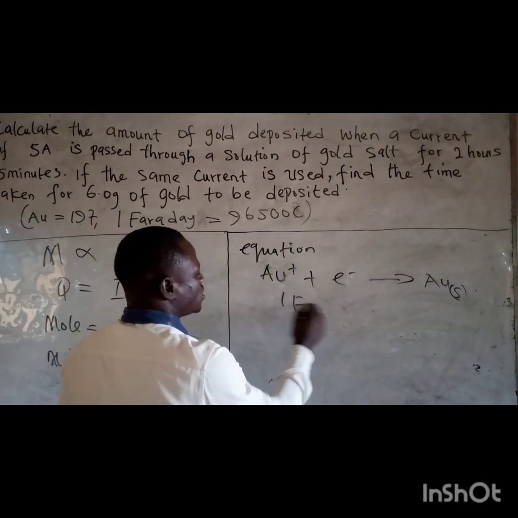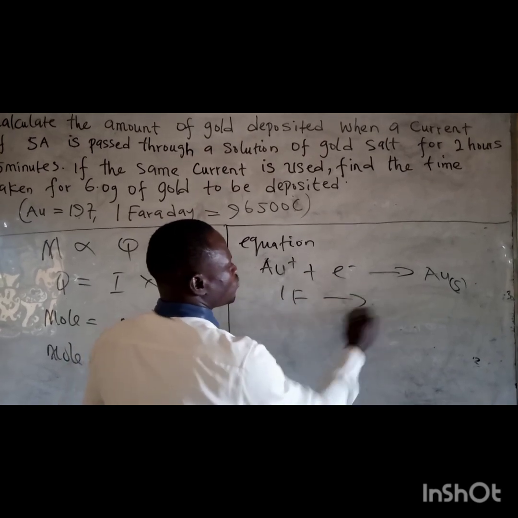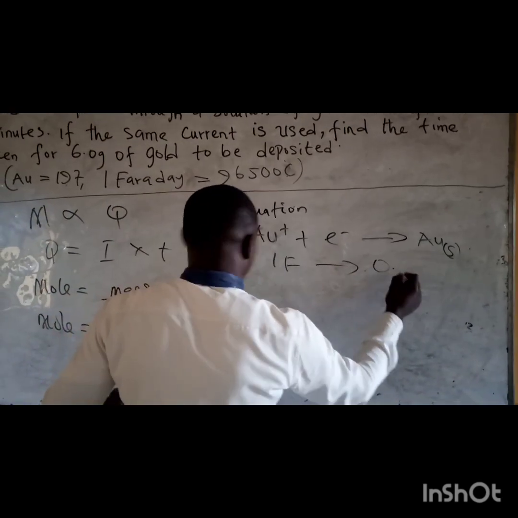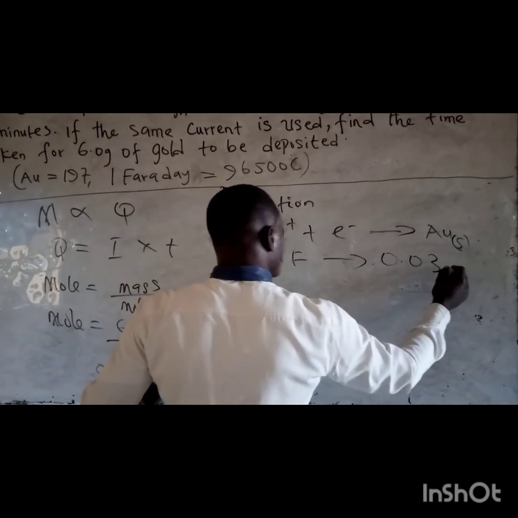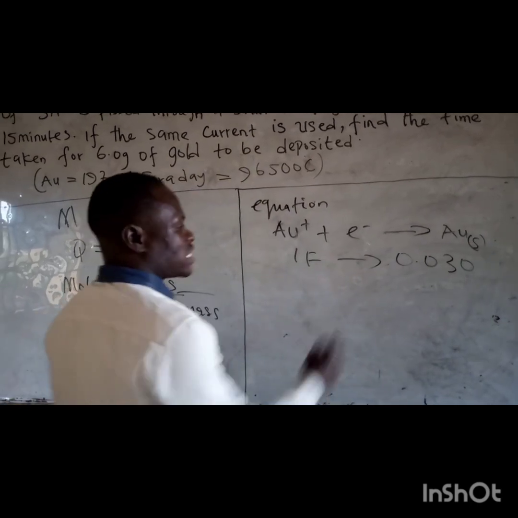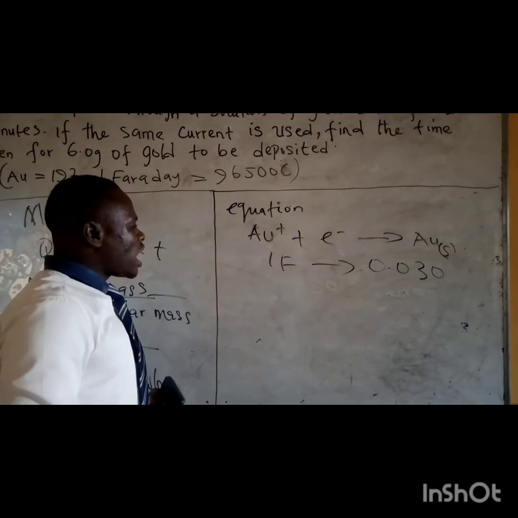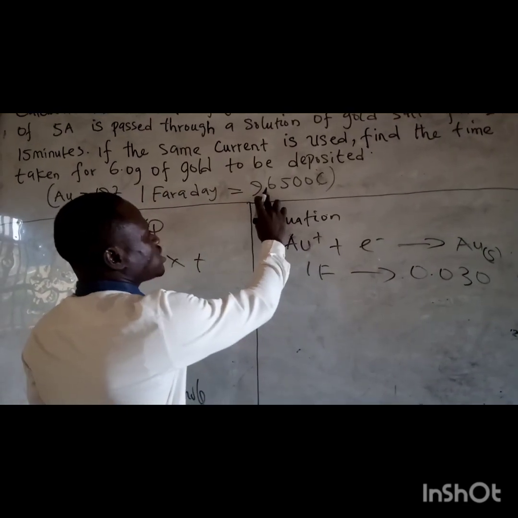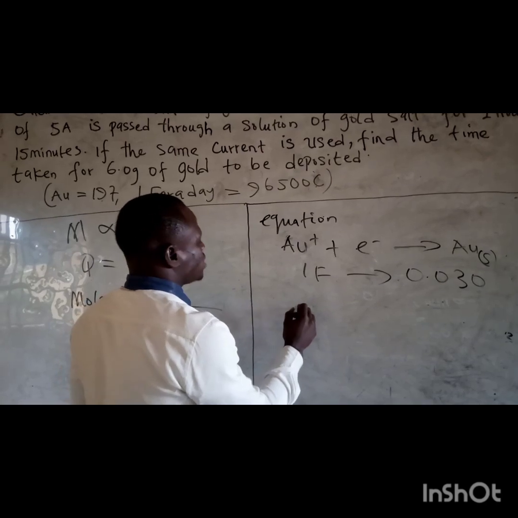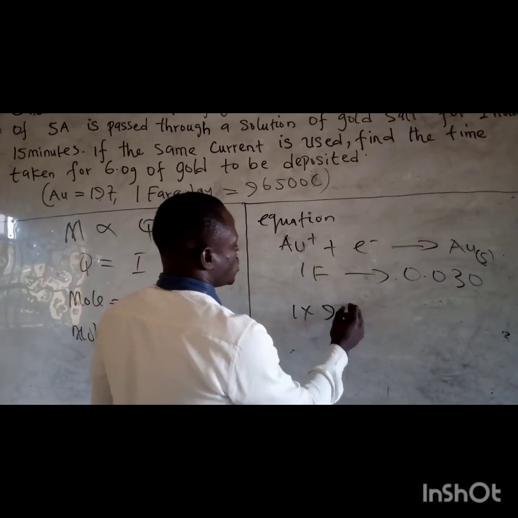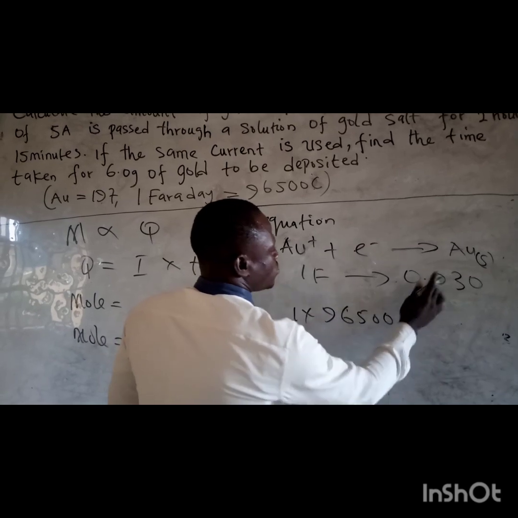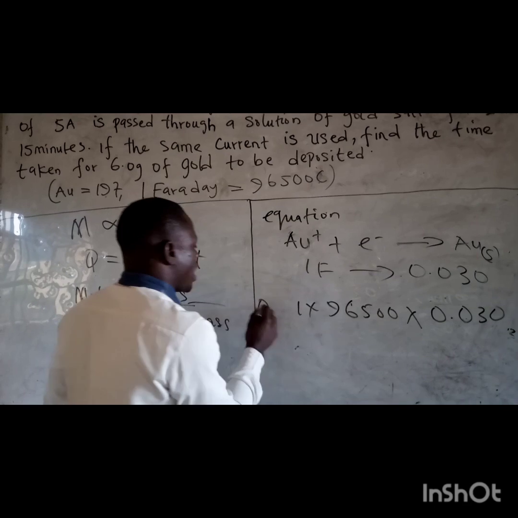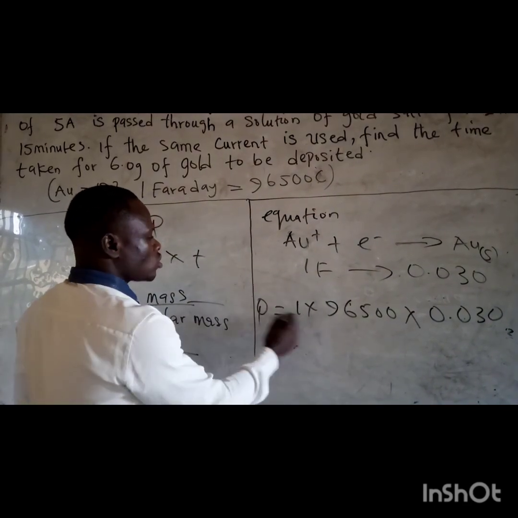So 1 faraday will give you this mass of gold in moles, 0.030 moles. Now we have converted it to moles. So what do you have then? 1 faraday is given as 96,500. You have 96,500 times this number. So this is our quantity. Quantity is equal to this.